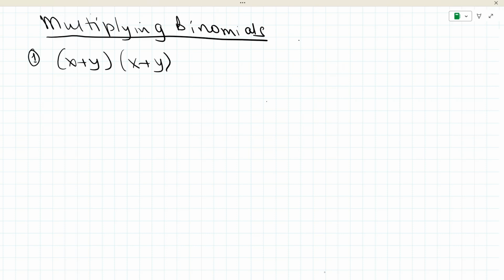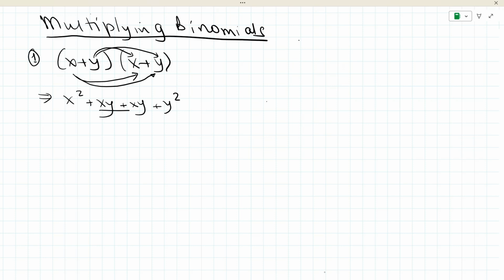And that means you multiply every element in the first expression by every element in the next expression. So x will be multiplied by x, and this will give us x squared. Then x is multiplied by y to give us plus xy, and then y is multiplied by x to give us xy. And then y is multiplied by y to give us y squared.